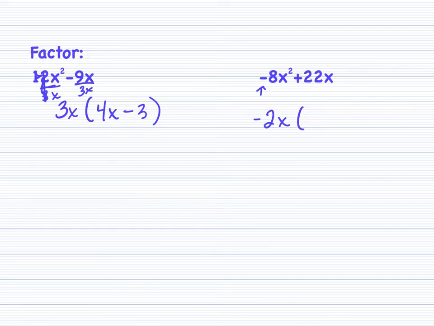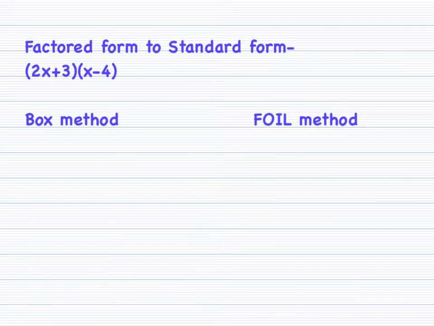So to get negative 8 squared, we multiply this by 4x, pardon me, and then 22x divided by negative 2x is going to be negative 11, and that's our factored form on that one. Okay.